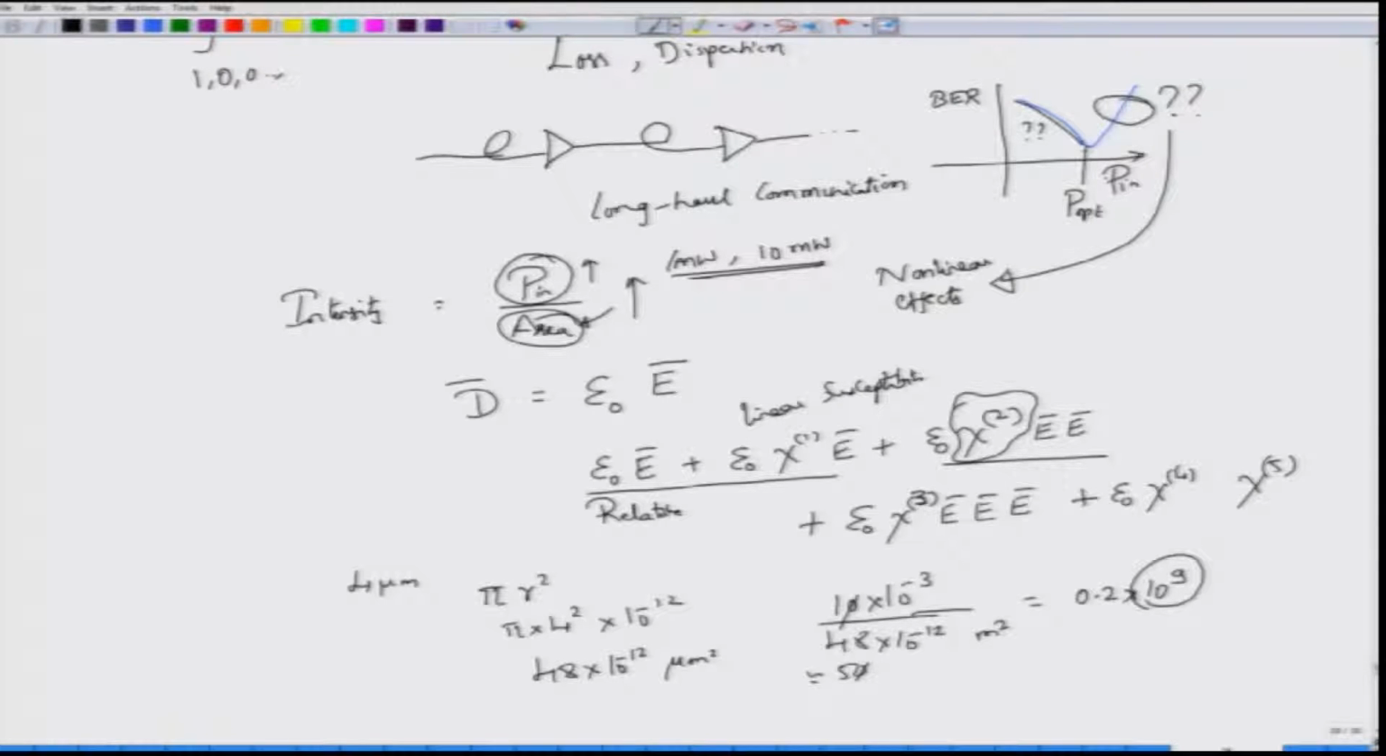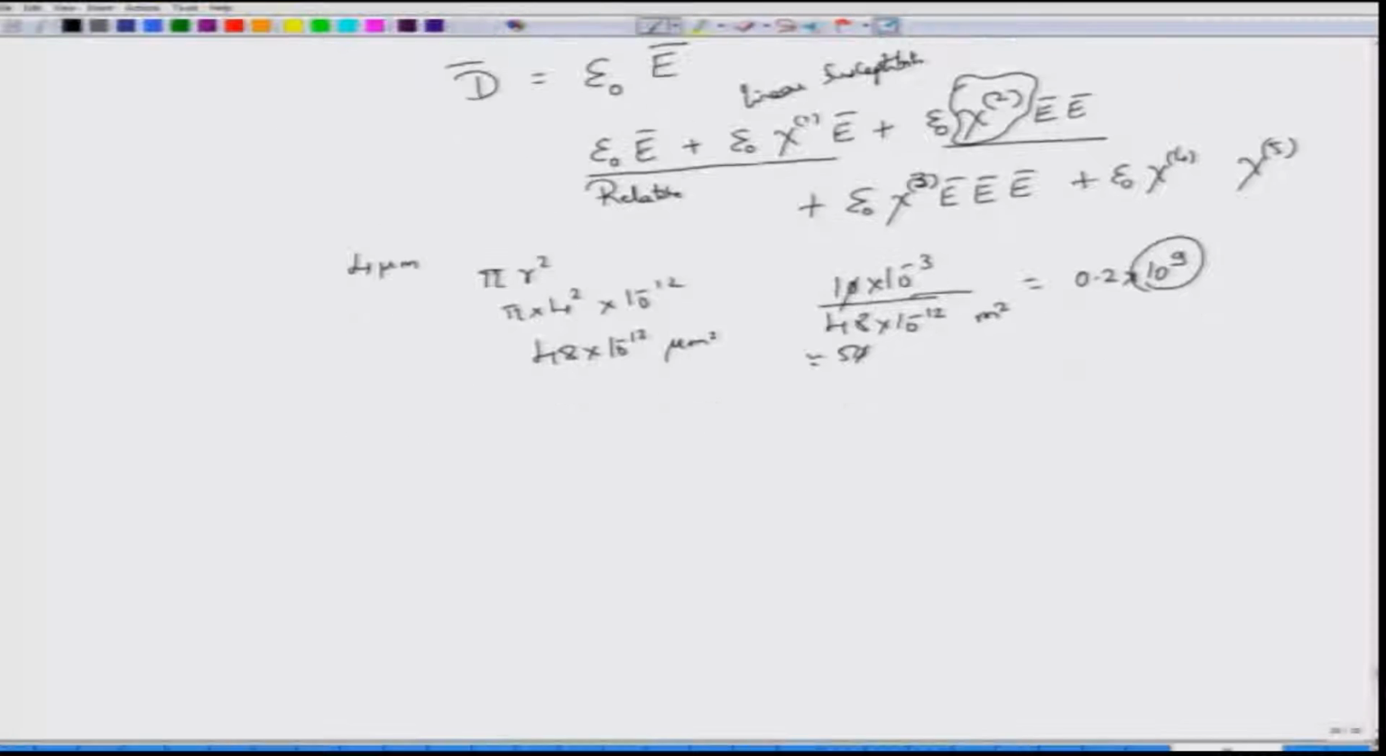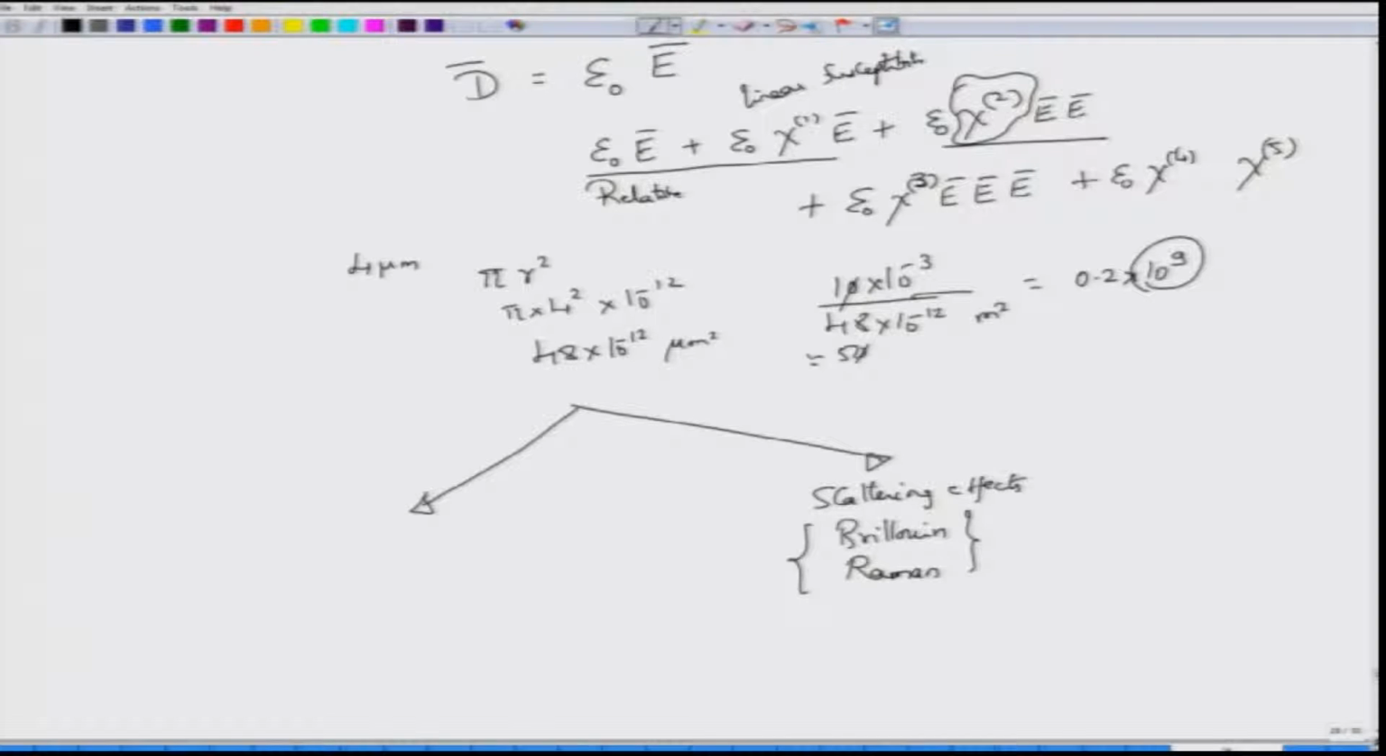So, increased intensity causes nonlinear effects, and these nonlinear effects are normally classified into two types. One is called the scattering effects. Scattering phenomena such as the Brillouin and the Raman effect. The Raman effect is the simple Raman effect that you are all familiar with in the crystalline cases, but it is also present in the optical fibers as well. Okay, so these effects we are going to talk about later, but the scattering effects are one type of nonlinear effects. These scattering effects invariably lead to loss in the signal power.